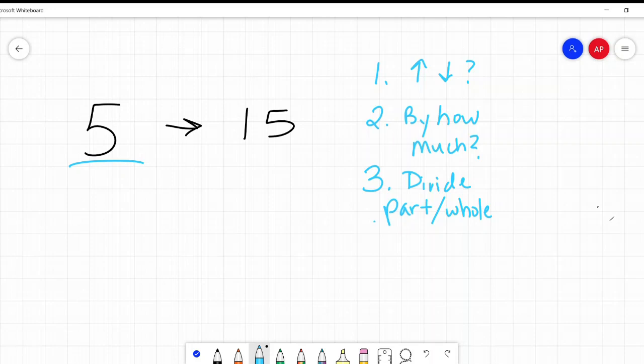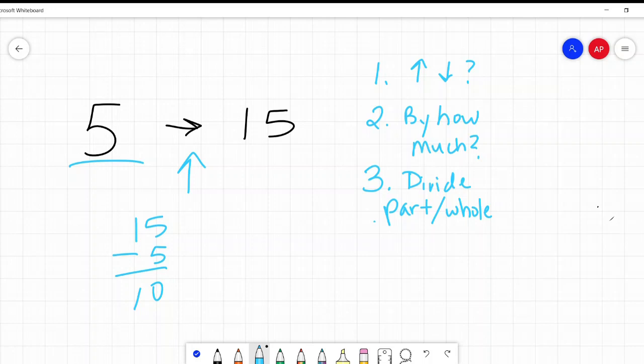They will throw these in here. Exact same steps. Nothing changes. Is it going up or down? It's going up. By how much? I subtract the smaller from the larger. It went up by 10. I divide the part by the whole.